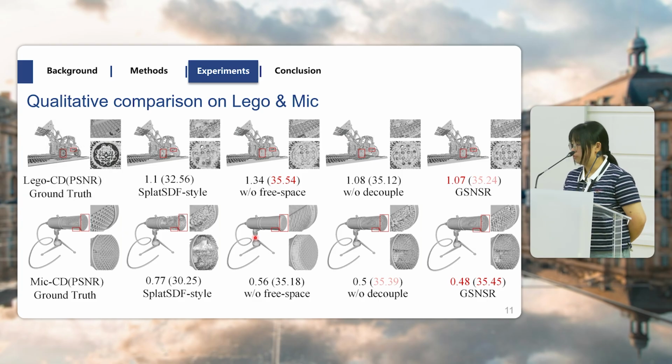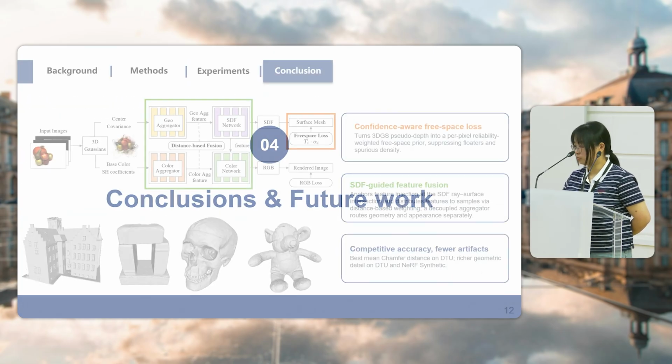MIG has a high-frequency lattice. Without the free space loss, the splat SDF style variant almost collapses. Without the free space loss, the cavities fill with spurious density. The full GSNSR recovers the open lattice while suppressing the extra volume, giving the best chamfer distance and PSNR.